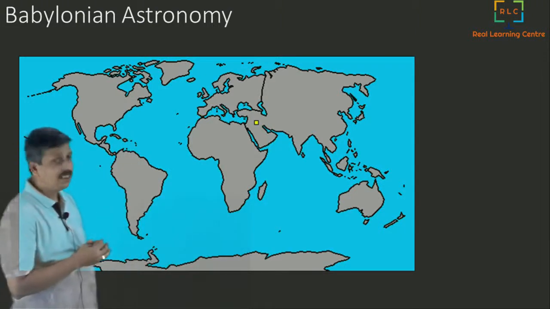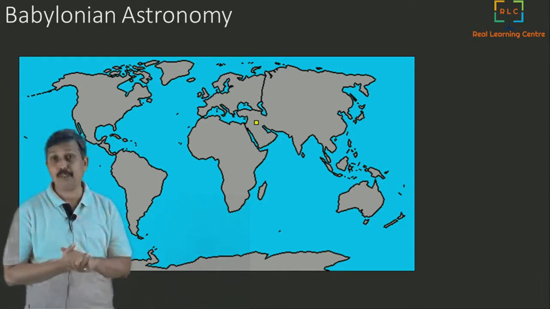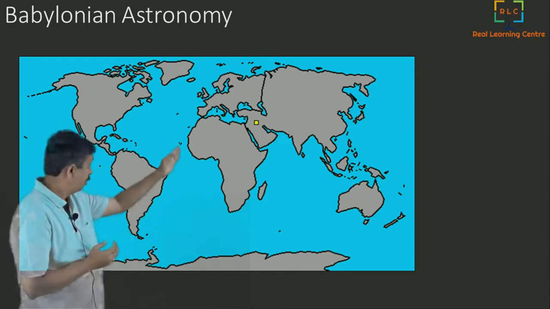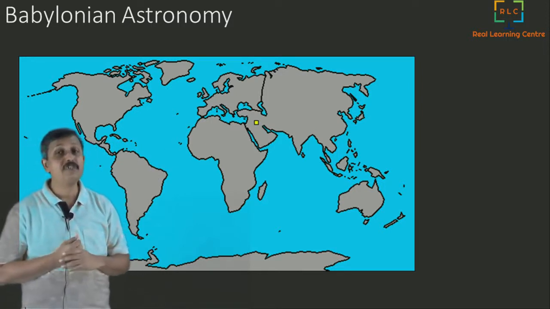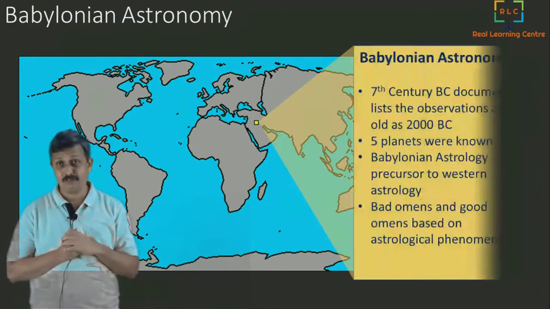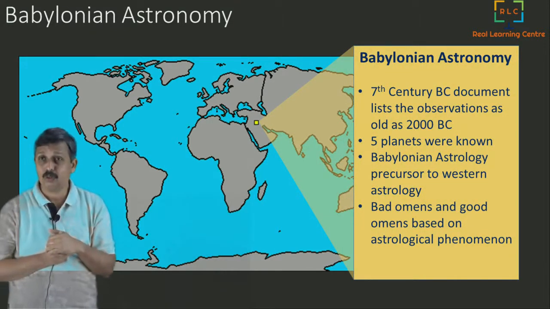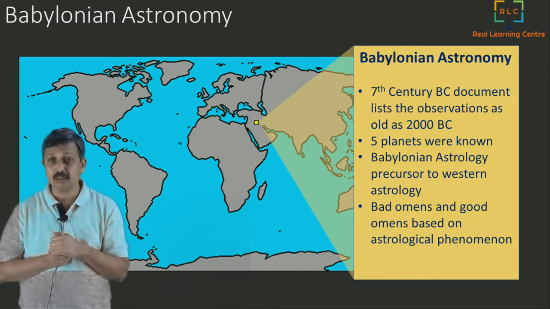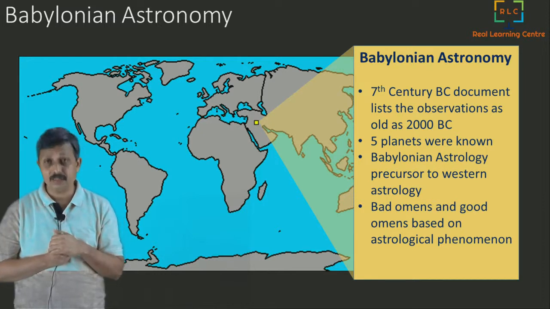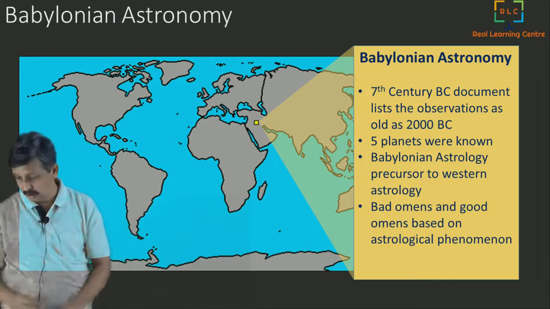Babylonian astronomy, looking at the stars and trying to understand them, was actually started long back, like 3000 years ago in Babylonia. So what were they believing in? They believed in many things. This is basically the 7th century BC, about 2700 years ago. They did lots of observation, and they knew that there were 5 planets.